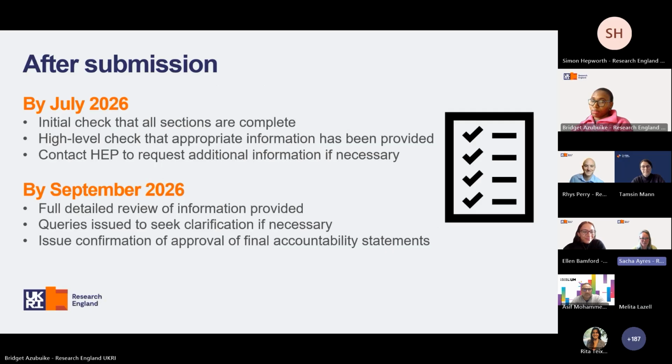Finally, just to briefly mention what we will do afterwards once you've submitted. It's a two-stage process because we wanted to give you the maximum amount of time to complete it. So by July, we will do initial high-level checks to make sure we can get on with the process of allocations in August, but it will take us a little longer to do a full detailed review of all the information provided. So we'll issue confirmation of approval at the end of that, into September. If we have any questions about anything you provided, we will email your KE contact to ask them.